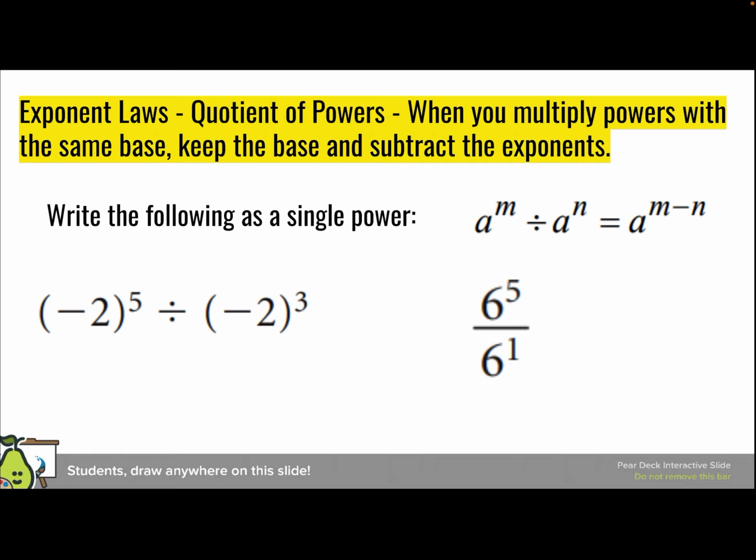So we've got two examples here, negative 2 to the 5 divided by negative 2 to the 3, and 6 to the 5 divided by 6 to the 1. You can pause the video, try those, and then we'll go to the next slide and we will correct them.